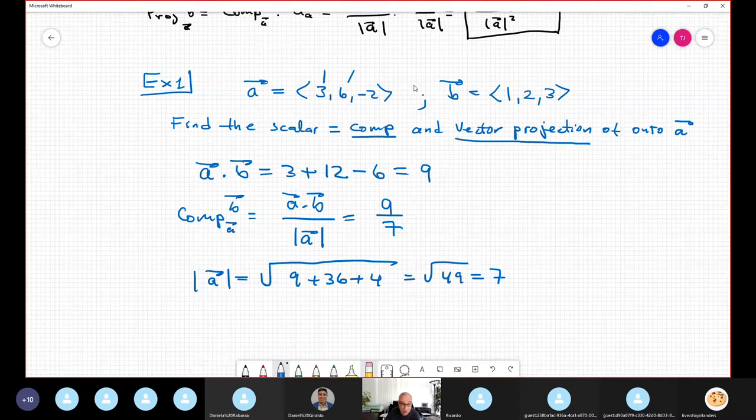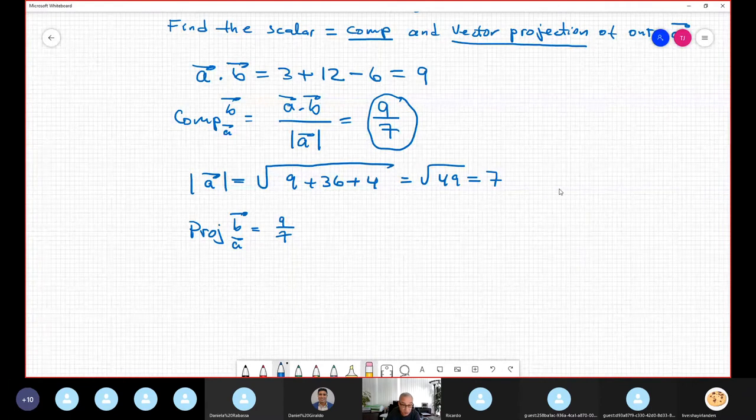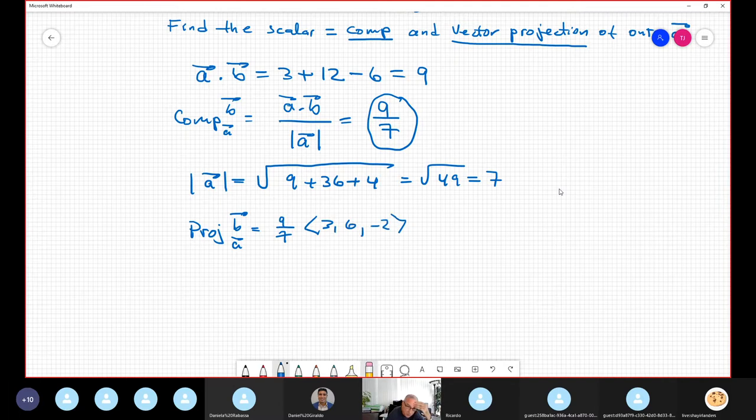Now the projection vector. The horizontal projection vector, the projection of the vector B onto A, is just this number multiplied by the vector A, because the projection lies parallel to the vector A. The vector A is 3, 6, minus 2. Wait, it's 9 over 49. Okay, the projection is 9 over 7.